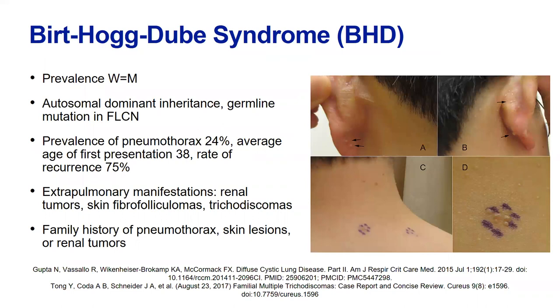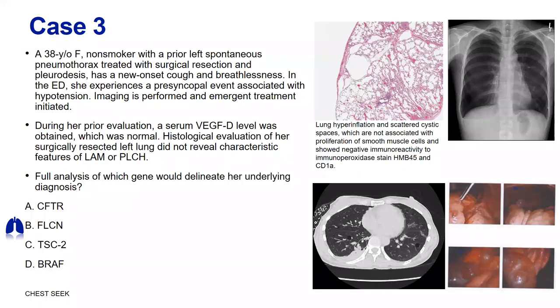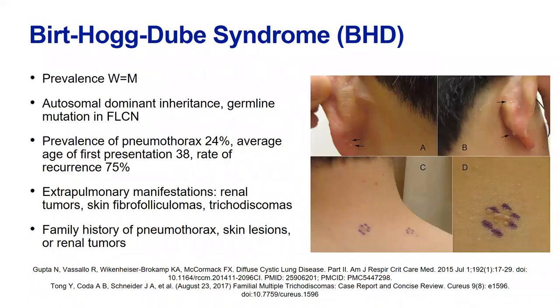One thing about the folliculin gene is that it's expressed in skin, kidneys, and the lung. So that's why when you go through the history of these patients, that's where the disease process manifests for them. These patients have a prevalence of pneumothorax that's about 24%, and most of them will present to you with a pneumothorax around the age of 38, and their rate of recurrence is very high at 75%.